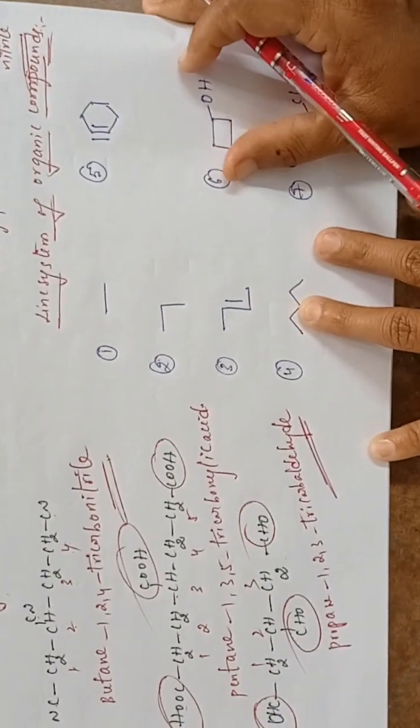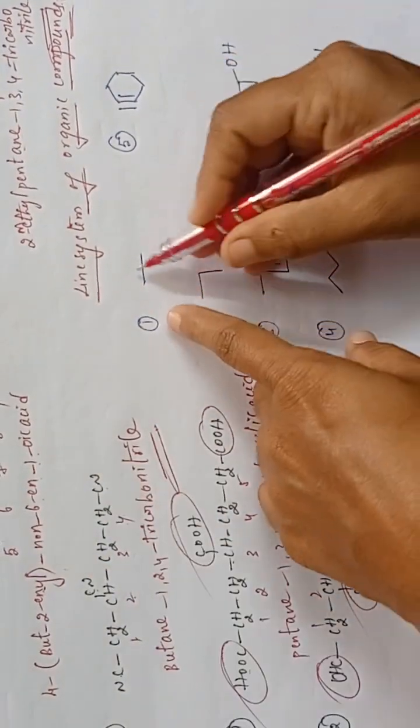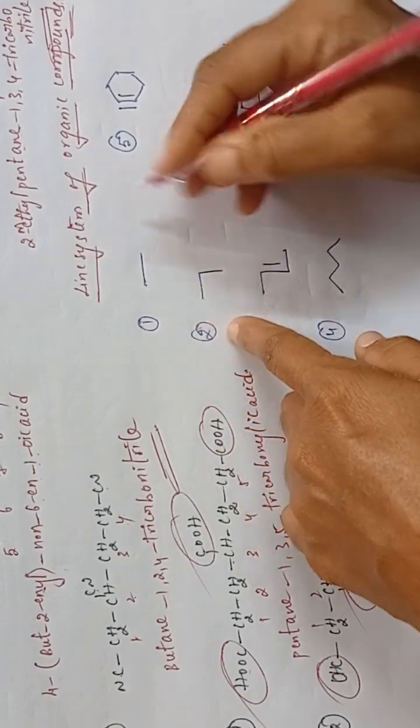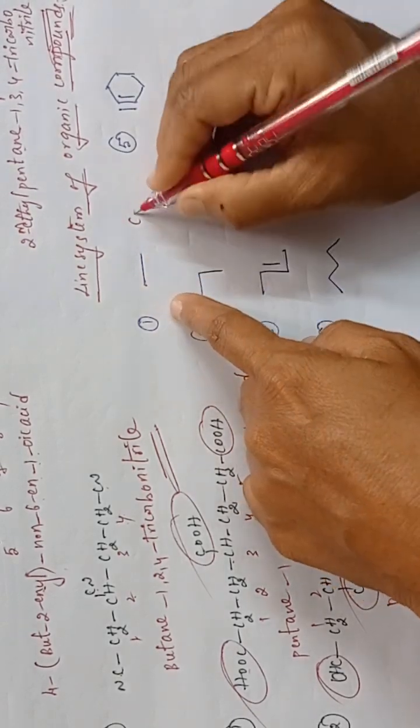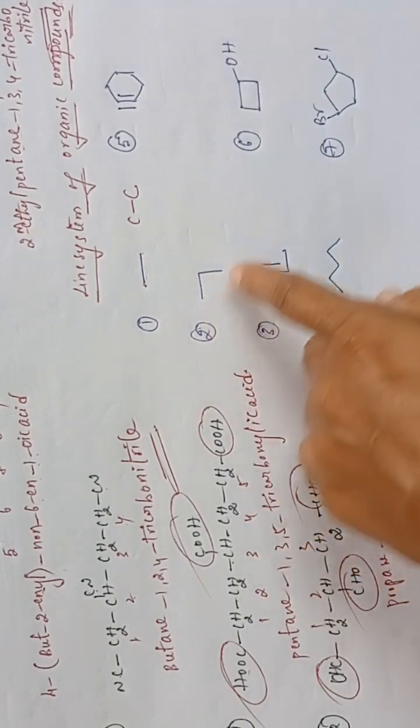Now see here, students, the line system of organic compounds. What is this line system? Here lines are there. See here, at each corner we have to take a carbon. Here one carbon, here one carbon. Take this one. This is considered as a single bond. This one is a bond, single bond.